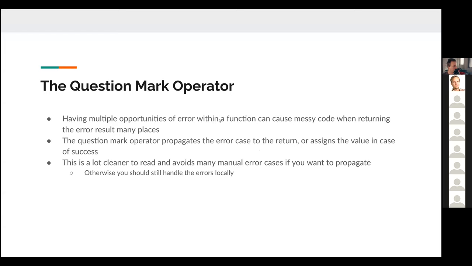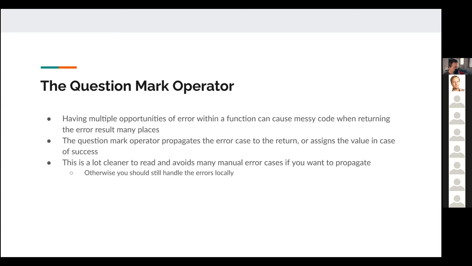When you have multiple opportunities of error inside of a function, it can cause messy code when returning. This one propagates the error case to the return value, or it assigns the value in case of success. So what that means, it's a bit like unwrap, except for recoverable errors. When you use the question mark in the code, you will either have the success value, which is what unwrap does, except it forces it. But if you don't get the success value, then it actually just returns a result with an error already encoded.